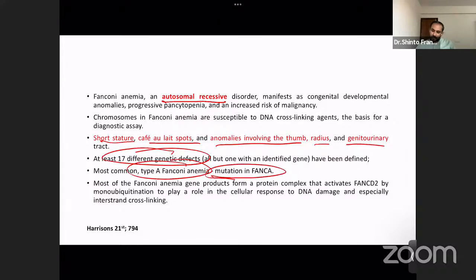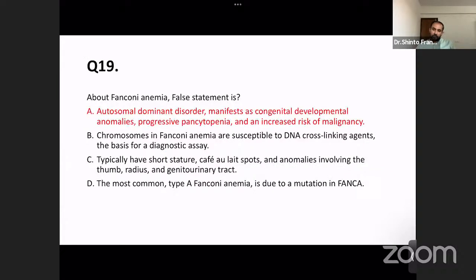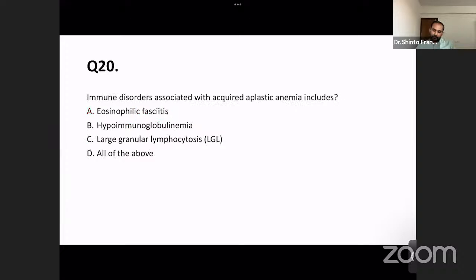Basically, most of these gene products form a protein complex that activates FANCD2 by monoubiquitination. Cells are more susceptible to DNA damage and interstrand cross-linking. So it is autosomal recessive. Answer is A.